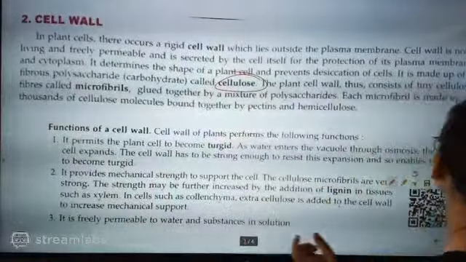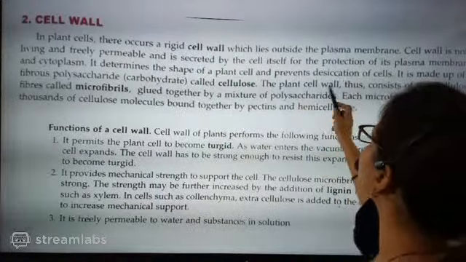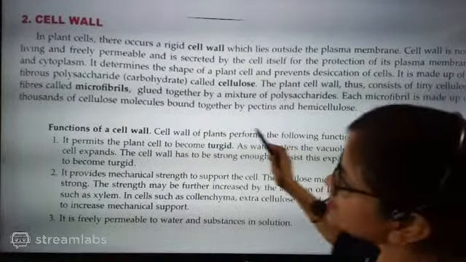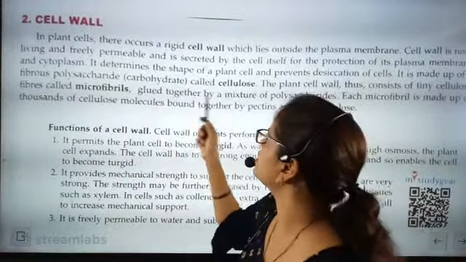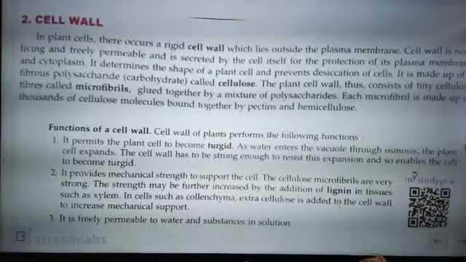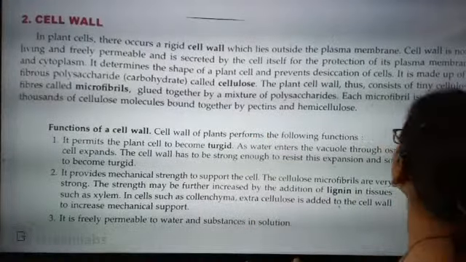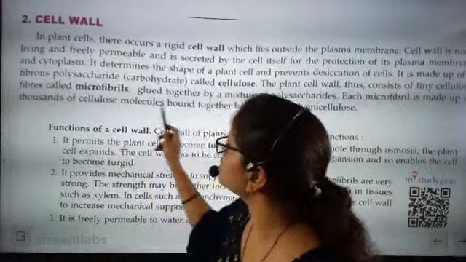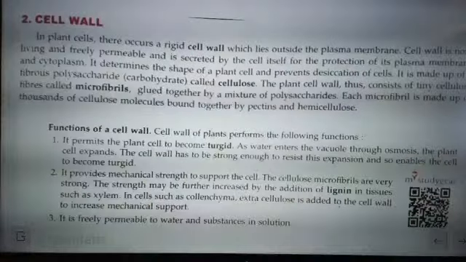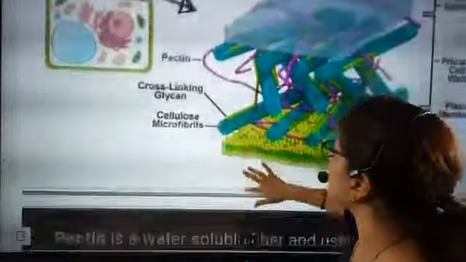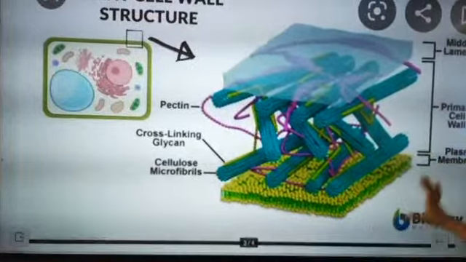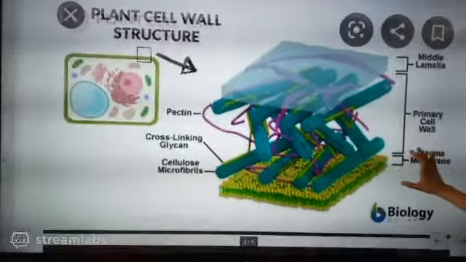Now the next point is that the plant cell wall consists of tiny cellulose fibers called microfibrils, and these microfibrils are glued together by a mixture of polysaccharides. Each microfibril is made up of thousands of cellulose molecules bound together. If I say it like this, you will not understand, because you are just a small child.